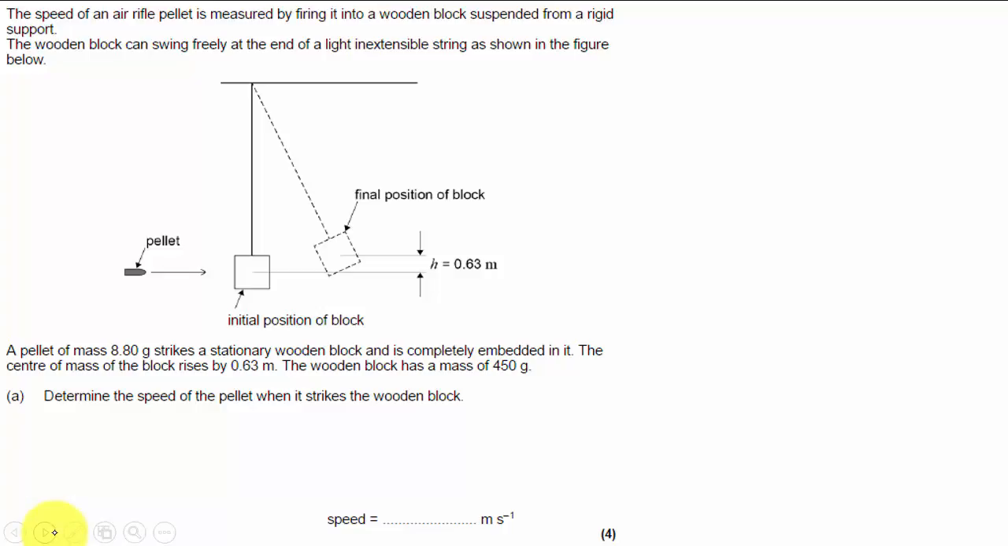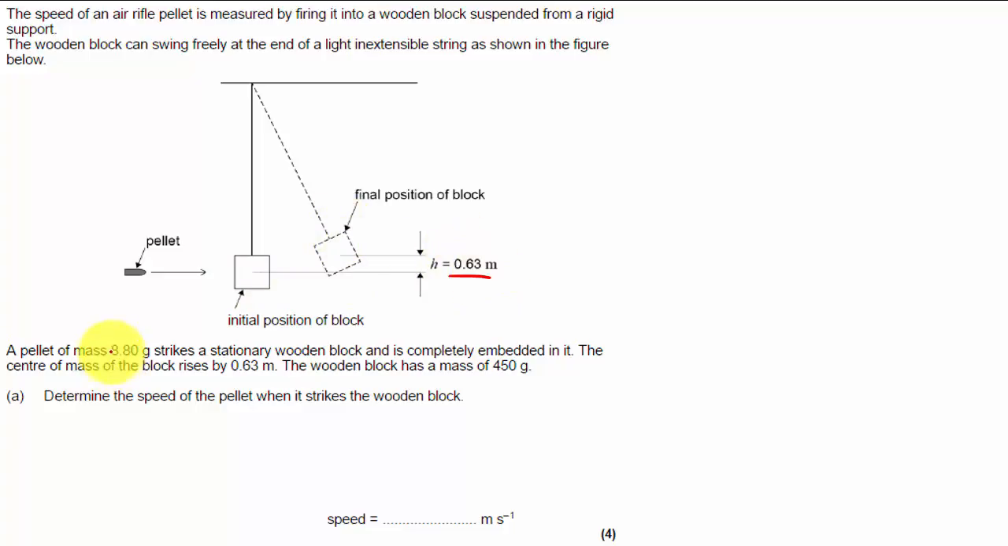Okay, so we're given quite a bit of information. This string is inextensible, so it doesn't stretch. The thing it's attached to is rigid, so it doesn't move. The pellet comes in, hits this block, gets embedded in the block, and the block rises up. Its centre of mass rises by this value.